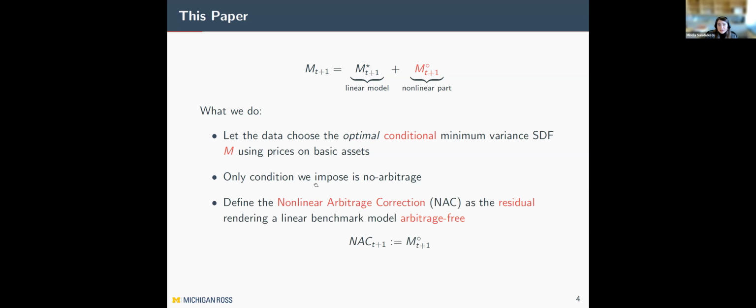All right, so then what we are going to do, we are going to define as the nonlinear arbitrage correction, the residual, right? It's a residual because it's going to be orthogonal to the linear model and it's going to be mean zero, that is going to render this linear benchmark model arbitrage free. So this is what we call our NAC.